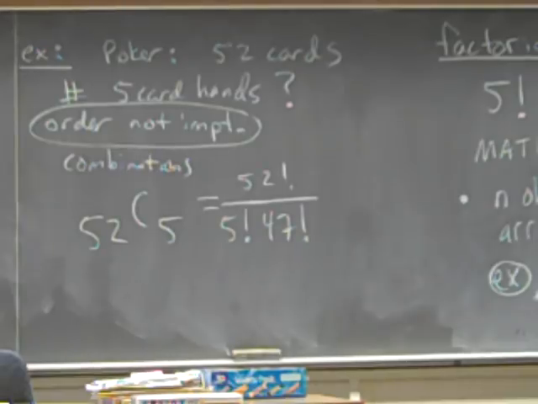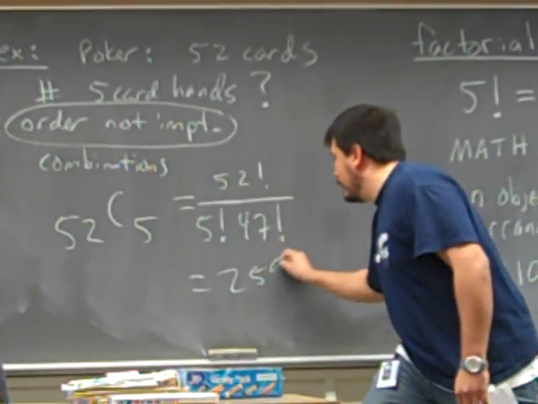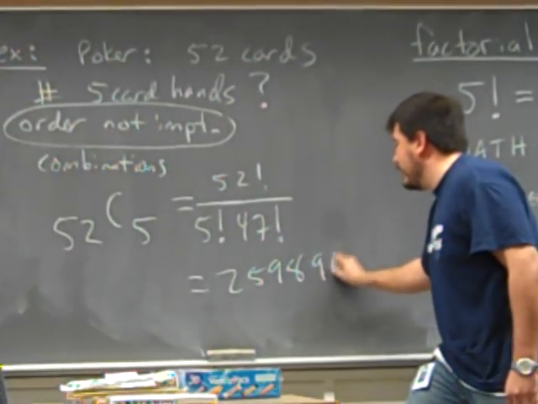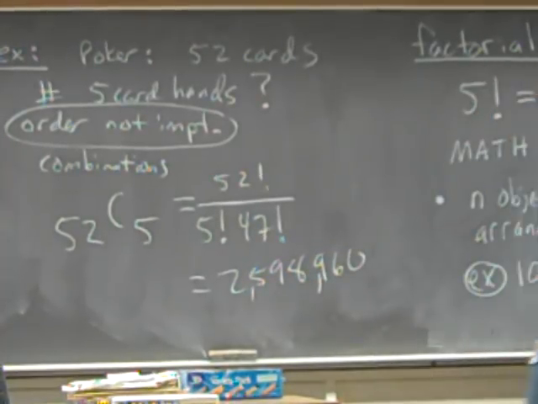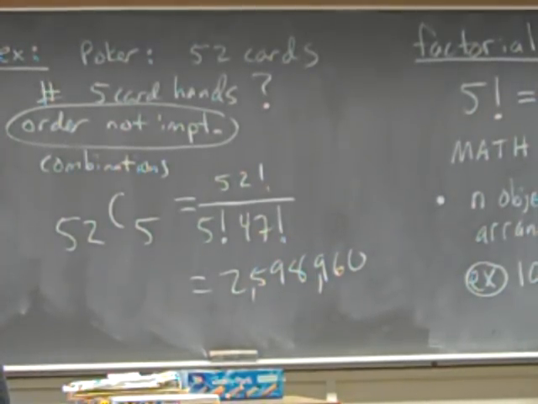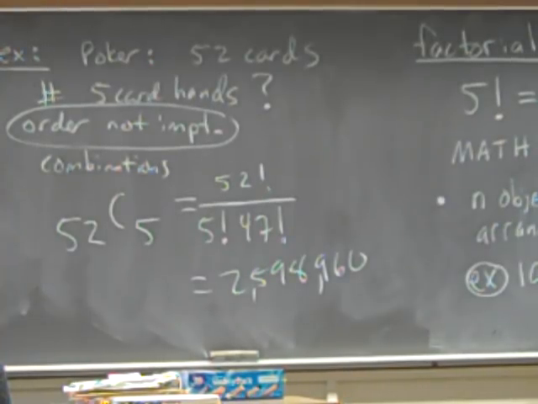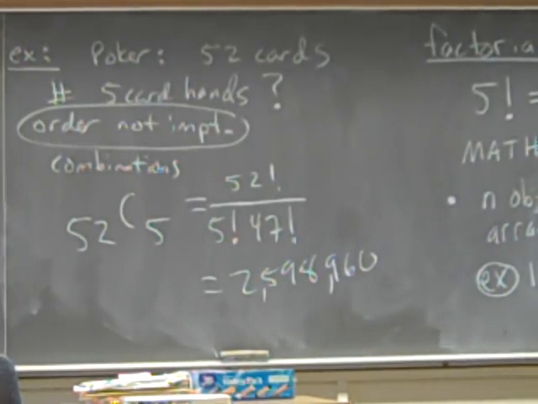What is it? 2,598,960. Yeah. Thank you. Okay, so lots of different playing hands possible. This is why people that make money in poker are very good at what they do.